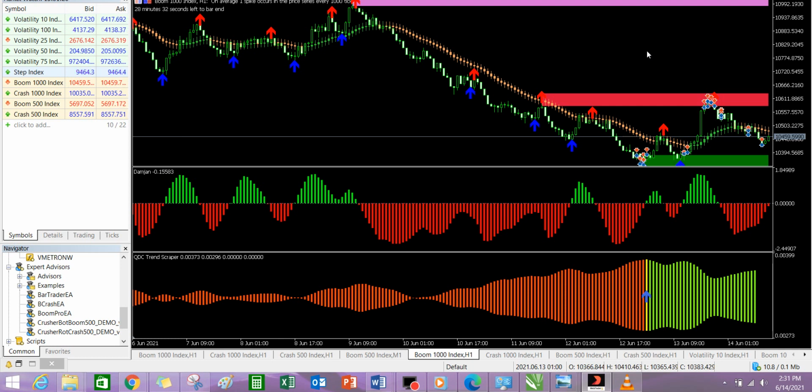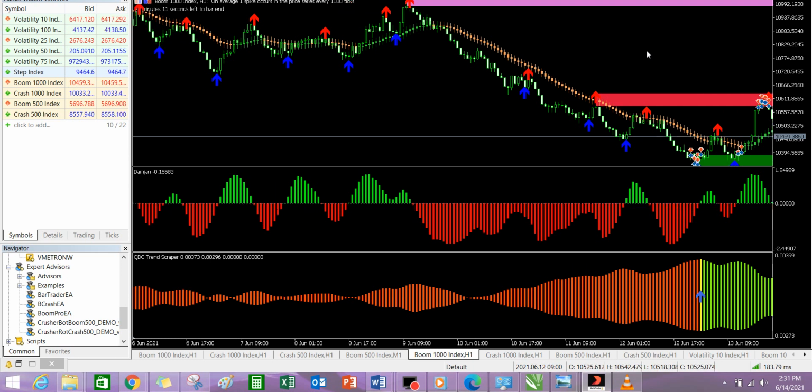And if you are the type that love using big lot size, then you will exhaust your trading capital before the market will go in line with the higher time frame. So it is always important you take your time to trade on lower time frame.